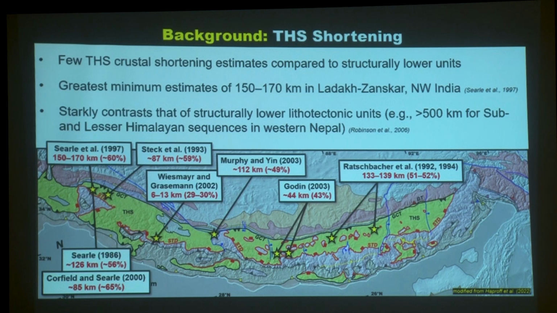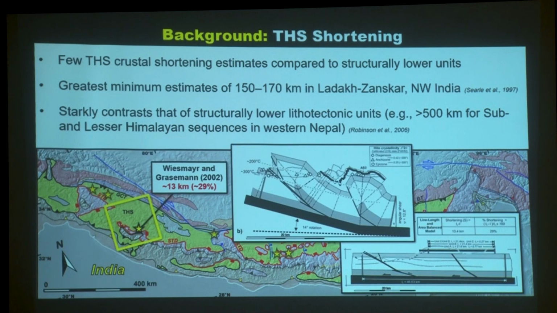Now, a lot of the shortening estimates for the Tethyan Himalayan sequence, you can see them here on this map from Searle et al. 1997, Rochbacher et al. 1992, 1994. This is the shortening magnitude. This is the shortening strain. Now, these numbers are great, but one thing that's really important to know is these are minimum estimates, right? A lot of them are based on balanced cross sections. There's a lot of internal strain in these rocks, internal folding, internal shear. So these are minimum estimates. The actual amount of shortening is probably more.